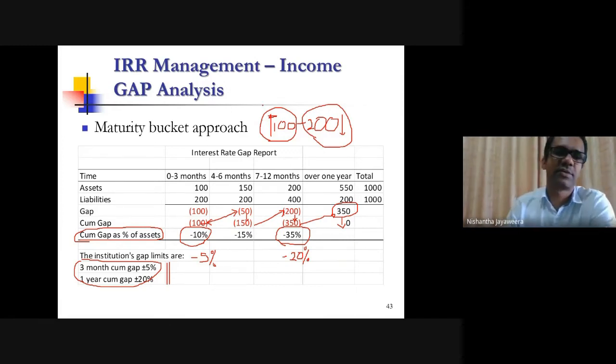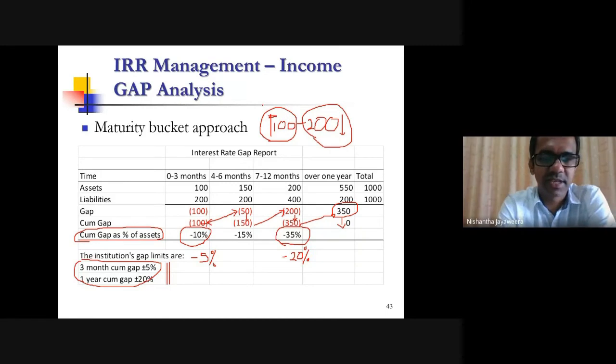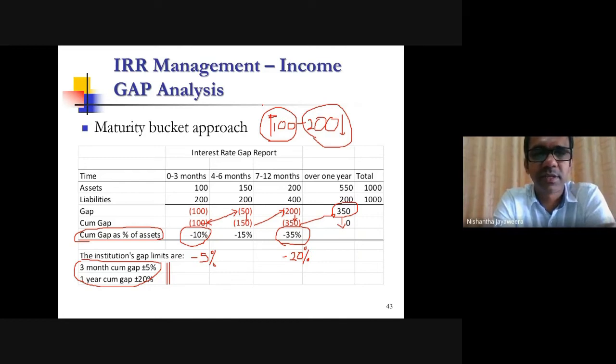So how do you decrease liabilities? Can you ask depositors, we don't want deposits, can you take them out please? Can you make that request? No, you can't do that. Then they will never come back. So it's not easy.